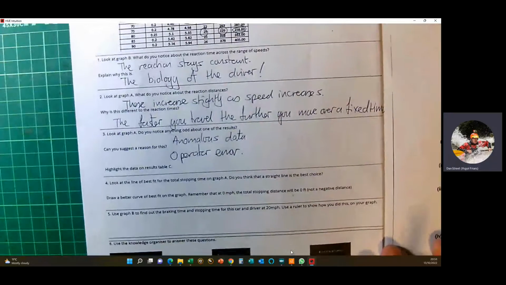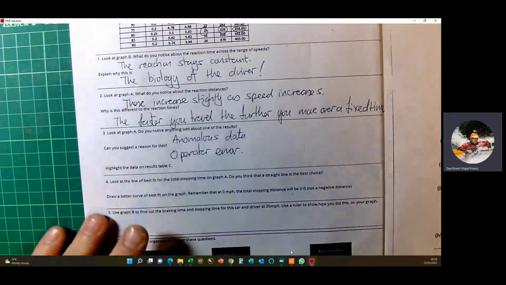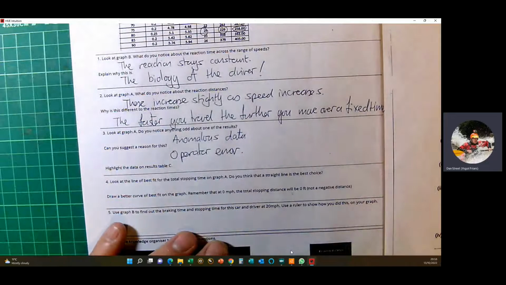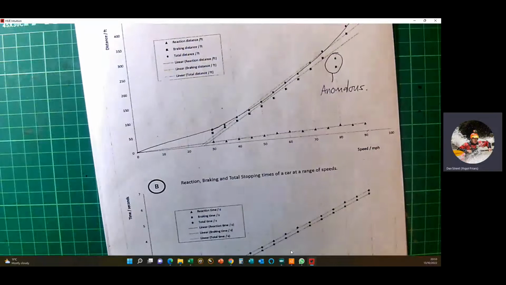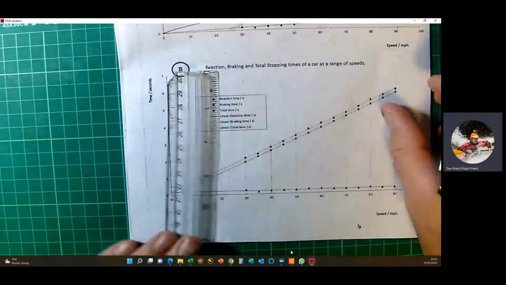Use graph B to find out the braking time and stopping time for this car and driver at 20 miles an hour. Use a ruler to show how you did this on your graph. Okay, so at 20 miles an hour, and that's a speed that we didn't ask the simulator to give us. So we're going to use the graph as a tool to find out something we don't already know.